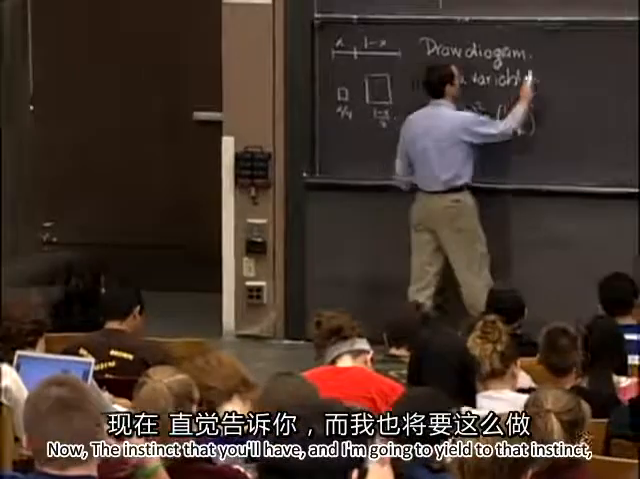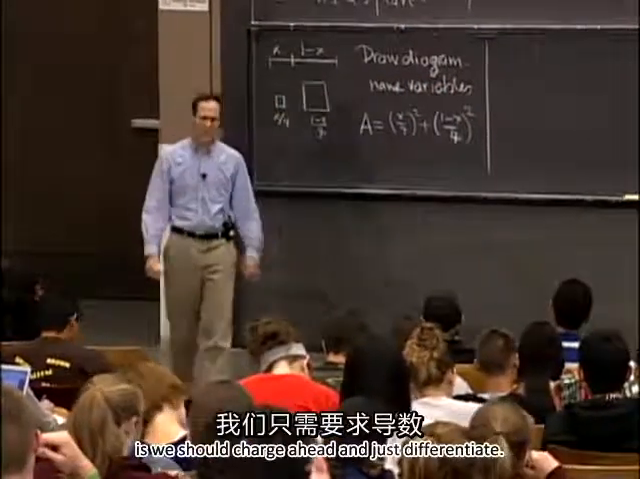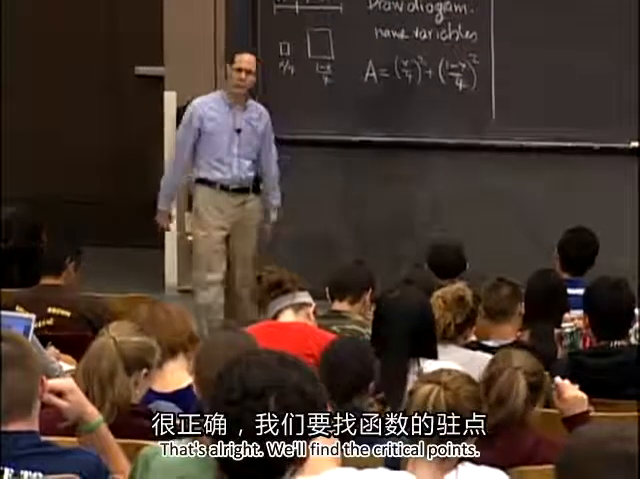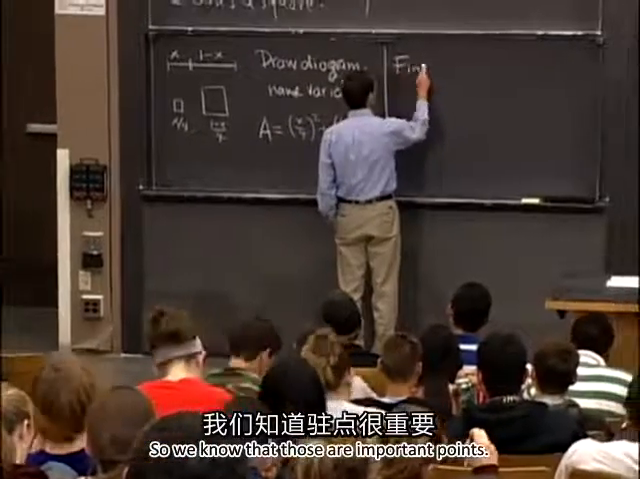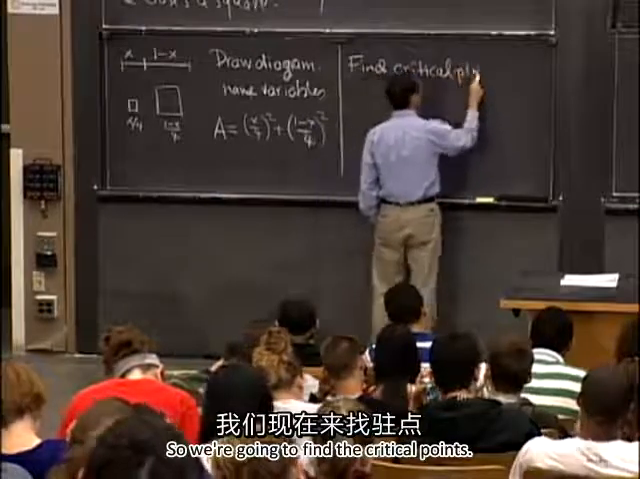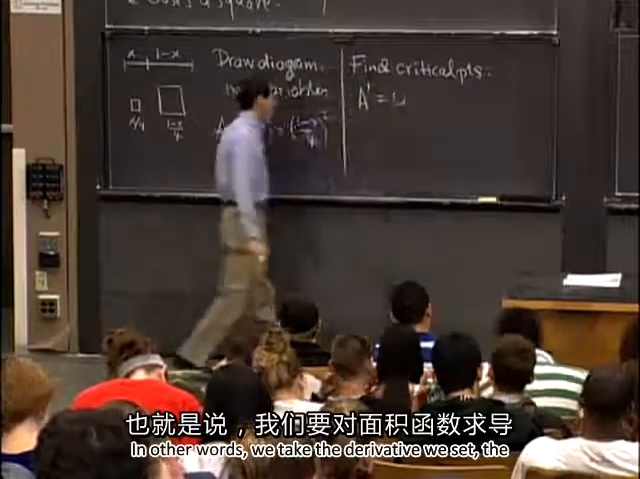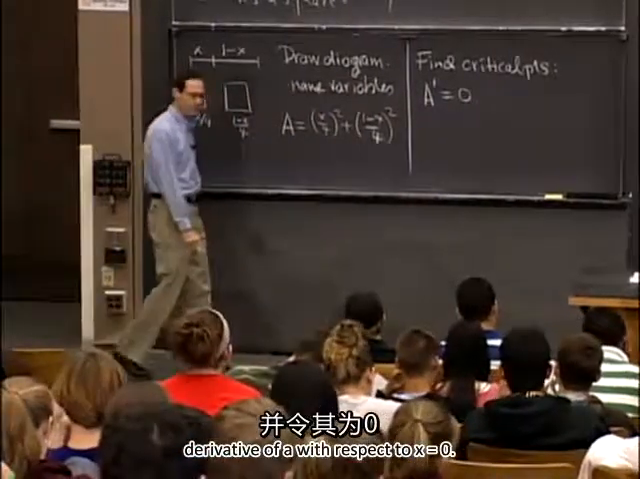Now, the instinct that you will have, and I'm going to yield to that instinct, is we should charge ahead and just differentiate. That's all right. We'll find the critical points. So we know that those are the important points. So we're going to find the critical points. In other words, we take the derivative, we set the derivative of A with respect to x equal to 0.